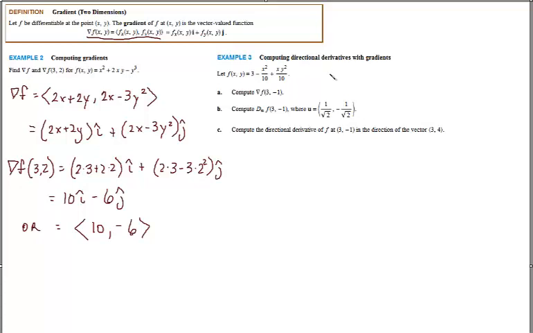Next we're going to do the same thing again. We're going to compute the gradient of f, so I'll get the partial with respect to x, the partial with respect to y, and plug that in. Then I'm going to do this dot product.